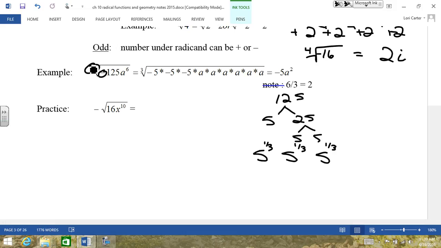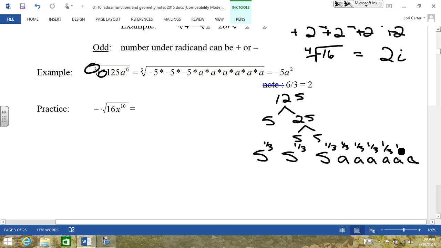How many A's do I have? You have 6. I have 6 A's. What power are they to? They're still to the 1/3 power, because my index is 3. The index is always what your fraction is.